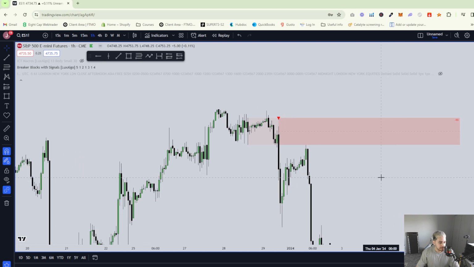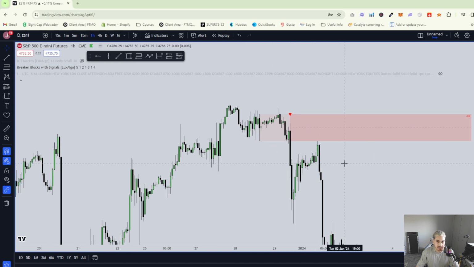And then even if I turn on this indicator that I showed you guys, the breaker blocks with signals by Lux Algo, it even marks the breaker block there. So very useful indicator. Again, if you guys can't identify these breaker blocks right away, turn this on and it'll automatically mark them for you. So something to help out the beginners.